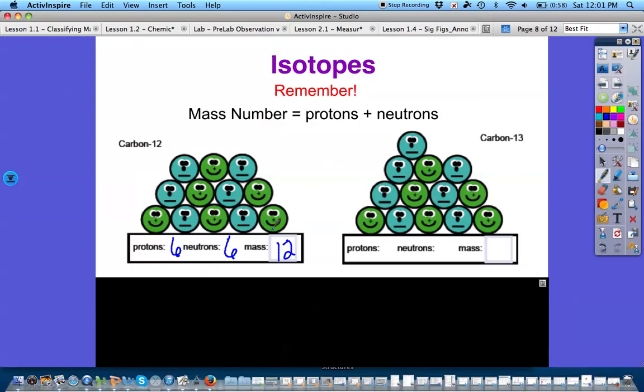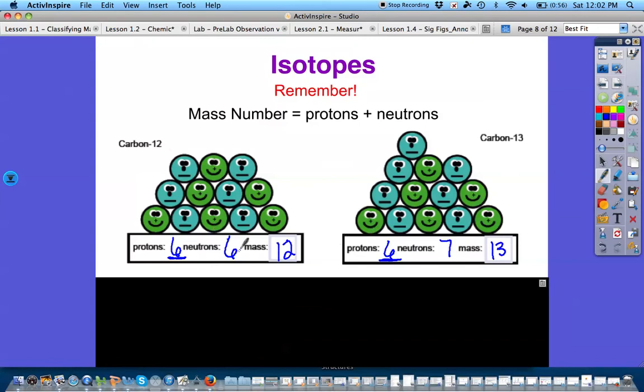And then for carbon-13, smiley faces 1, 2, 3, 4, 5, 6 protons. Neutrons 1, 2, 3, 4, 5, 6, 7. 6 plus 7 gives us a mass number of 13. So the first thing I want you to notice is that the number of protons for both of these carbon atoms is exactly the same. And if you take a look at your periodic table, carbon's atomic number is 6. So carbon is always going to have 6 protons because its atomic number is always going to be 6.